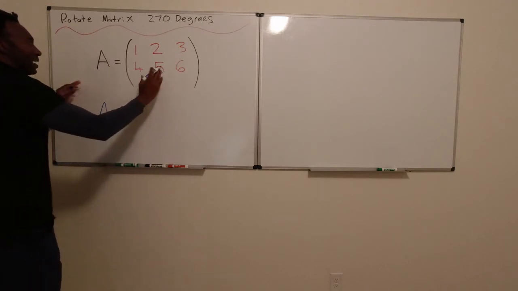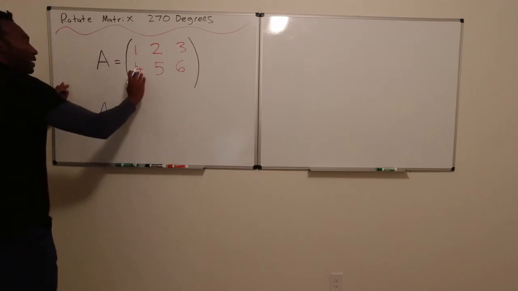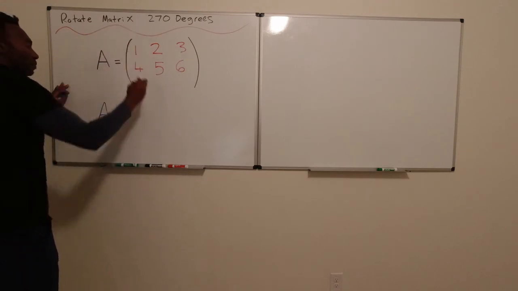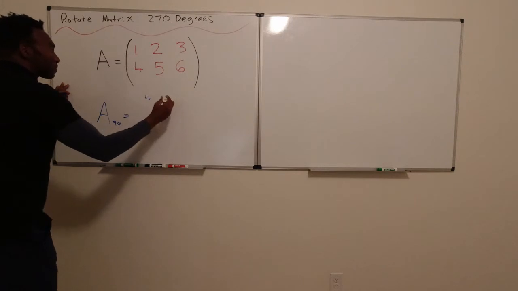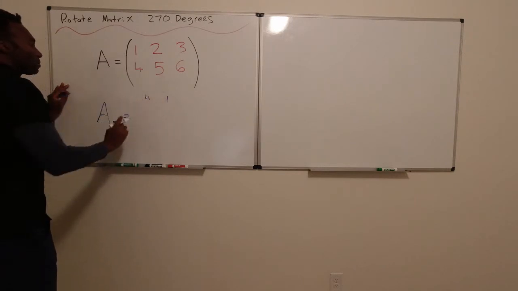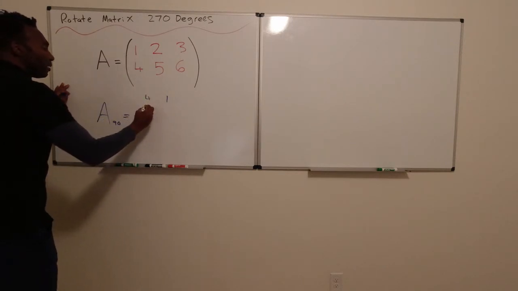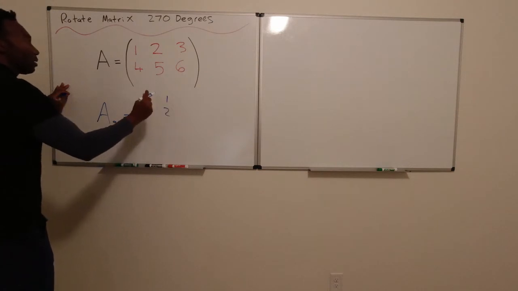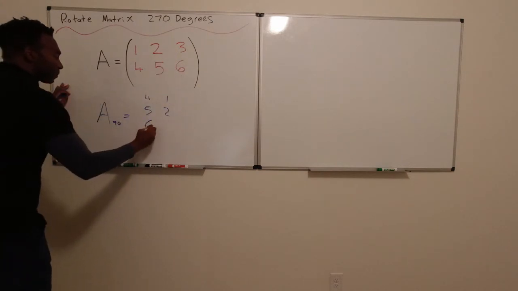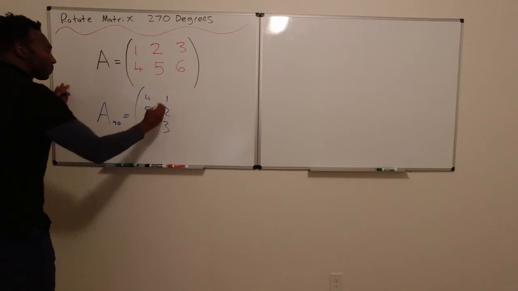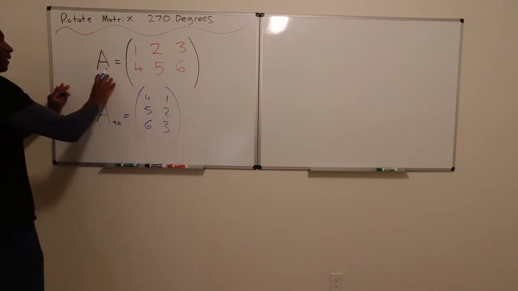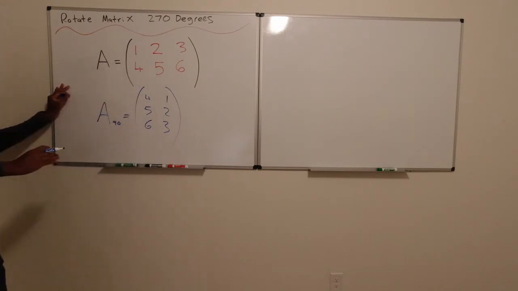And this represents taking this and rotating. If we did that, the 4 would end up at the top, so it would be the top left. So we'd have 4 and 1. Then we would have 5 and 2, and 6 and 3. So this represents the rotation of A by 90 degrees.